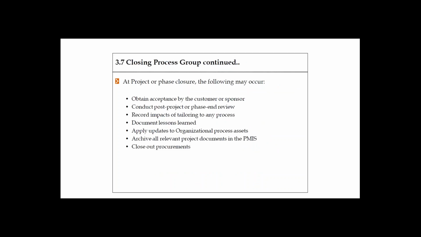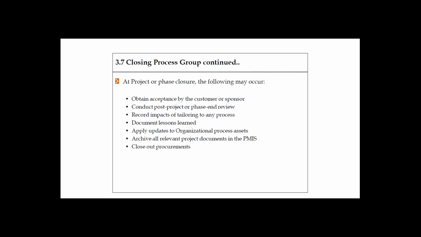At project or phase closure, the following may occur: obtain acceptance by customer or sponsor, conduct post-project or phase-end review, record impacts of tailoring to any process, document lessons learned, apply updates to OPS, archive all relevant project documents in the PMIS, close out procurements.